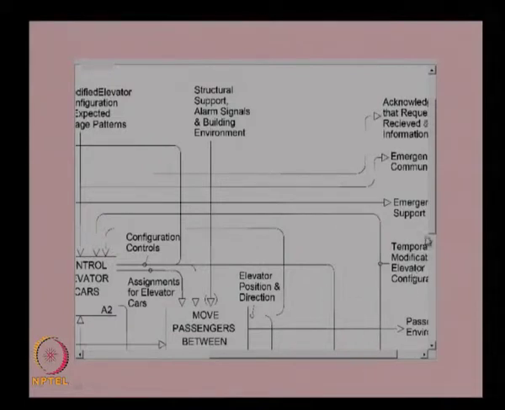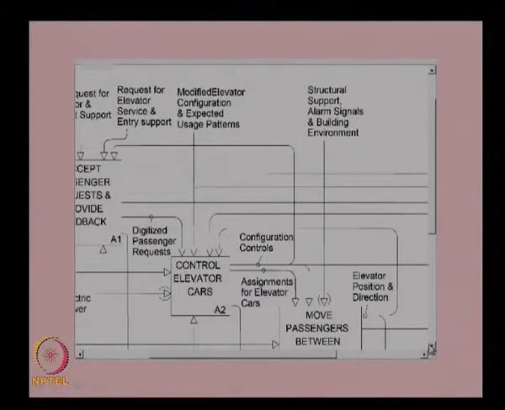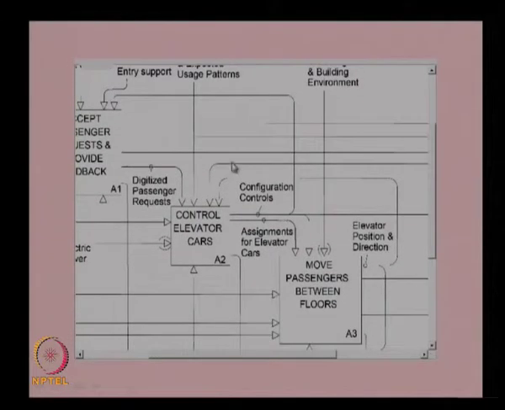Other inputs are coming from other sources. From the other functions also inputs will be coming to this function, and it will process all these inputs and give outputs like configuration controls and assignments of elevator cars. That is one of the important outputs from this function, assignments for elevator cars. Which car should go to which floor and where it is, all this information will be processed and the assignment will be sent to this one.